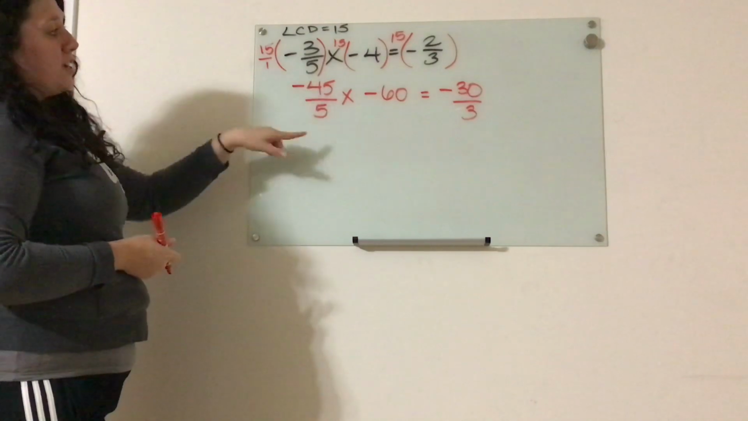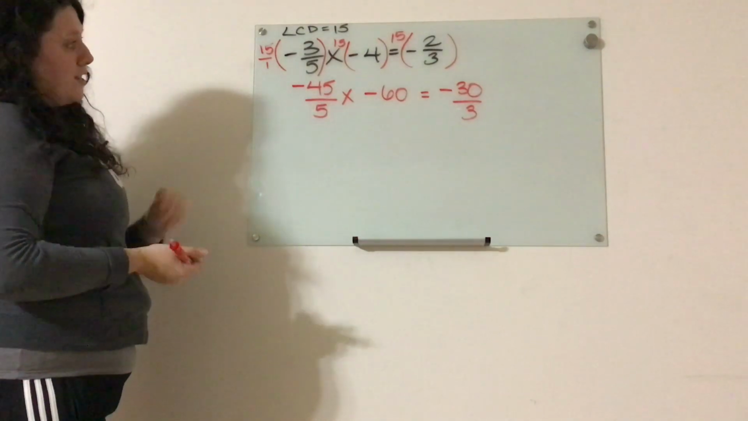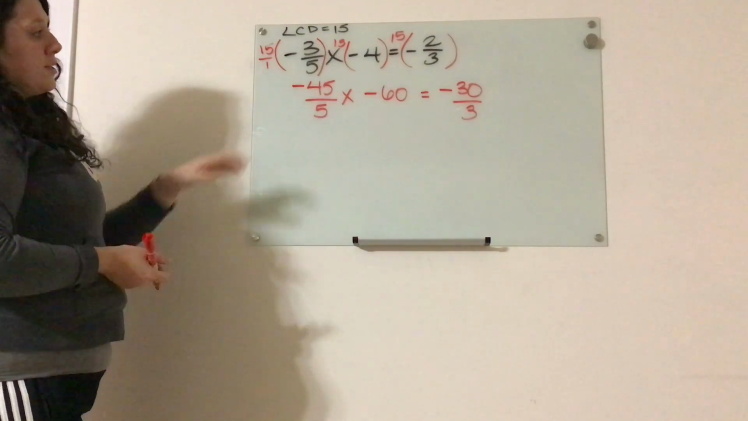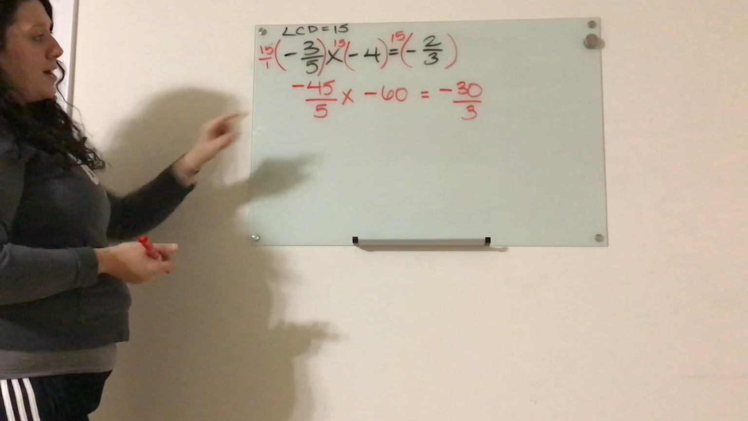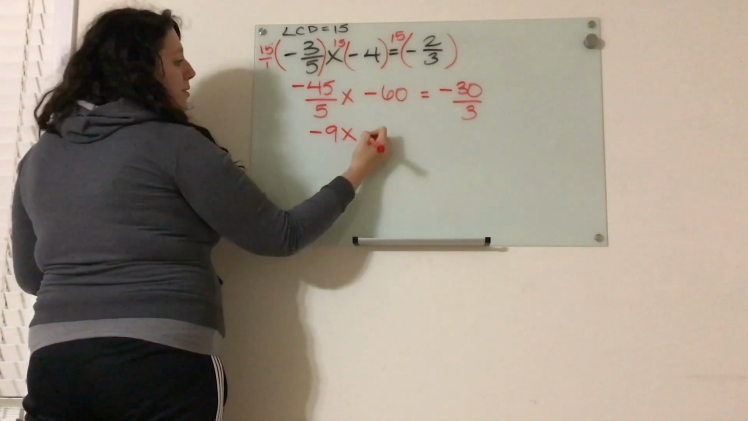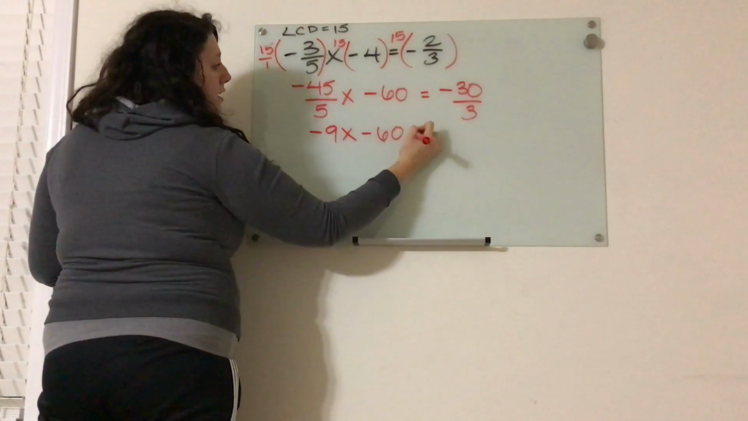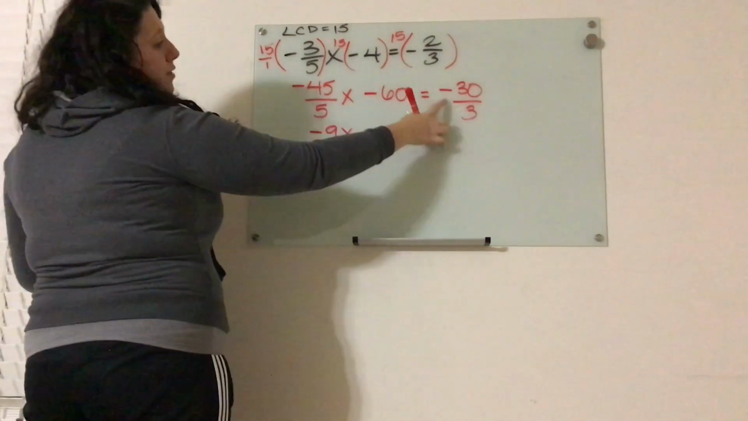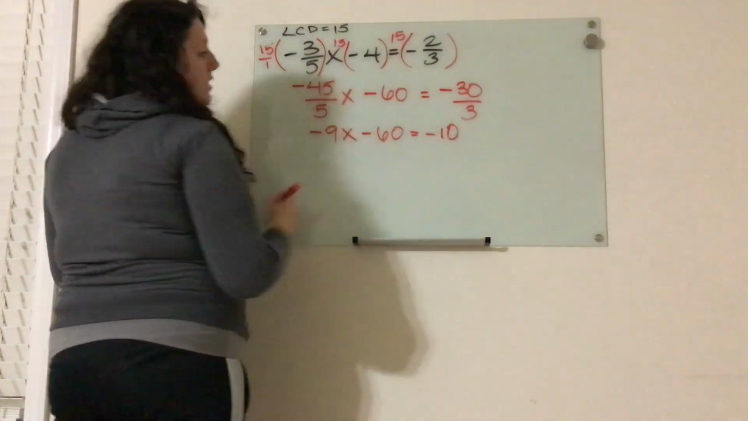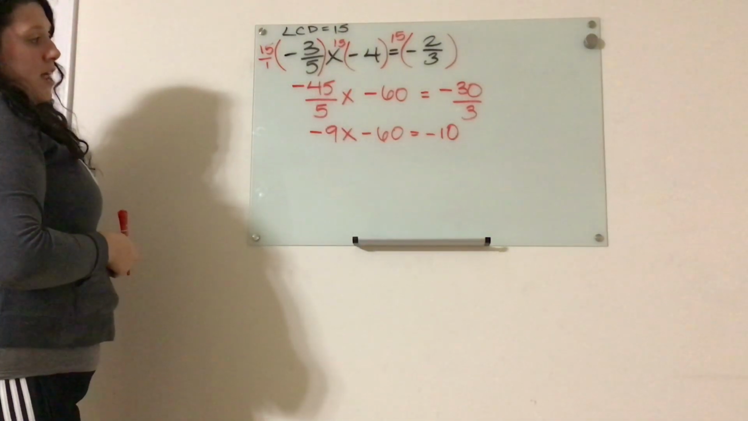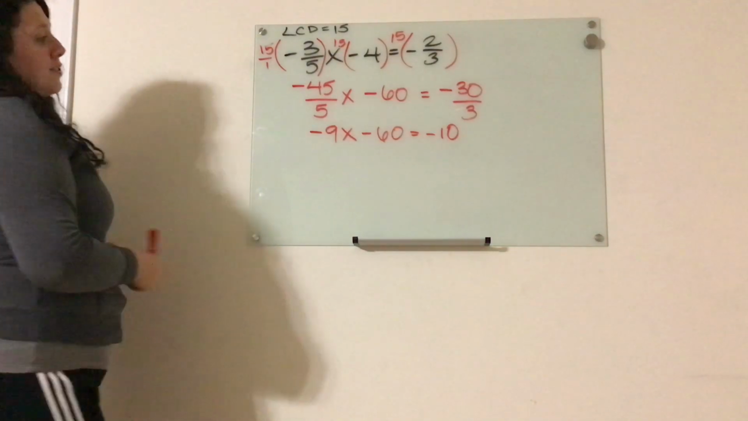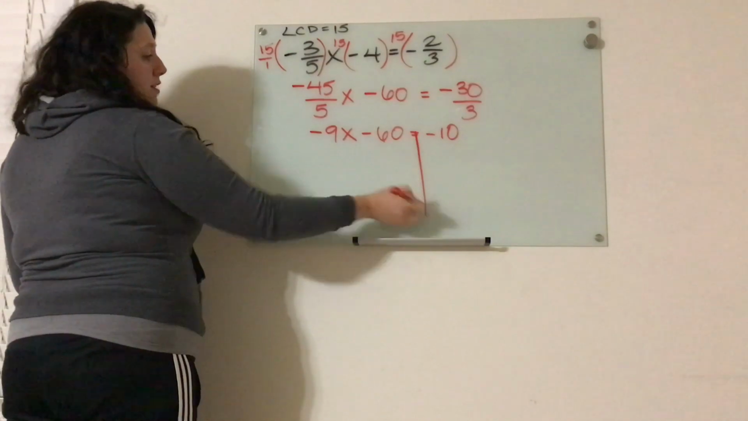So if I have a fraction, remember that a fraction is like division, so I can simplify the negative 45 over 5. So negative 45 divided by a positive 5 is going to give me negative 9x. I'm going to bring down the minus 60. And negative 30 divided by a positive 3 is going to give me negative 10. Now you have a simple two-step equation that you're familiar with.